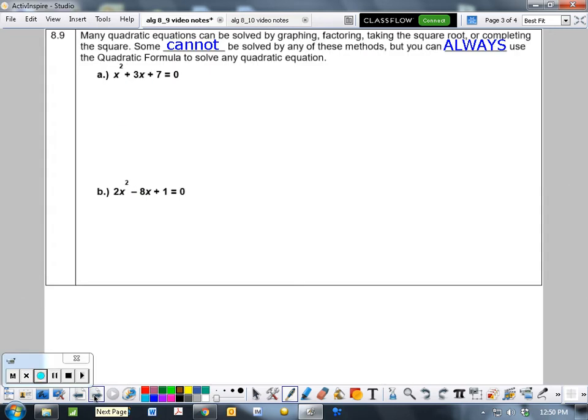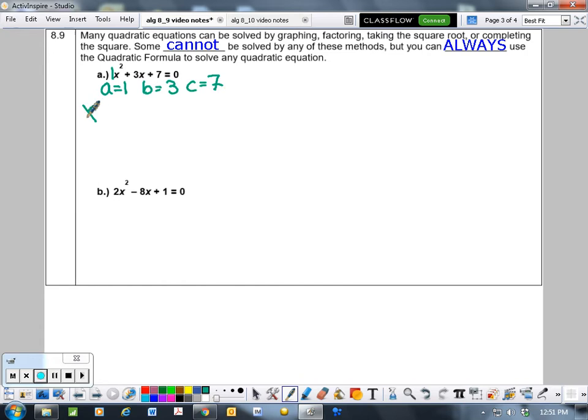Okay, so now we're going to talk about how many quadratic equations cannot be solved by factoring or graphing, but the quadratic formula always works. So again, showing you how these won't work by any other method, because you could probably look at some of the others and could have factored them and solved them. But these ones won't work by the other methods. So here, a equals 1, b equals 3, c equals 7.